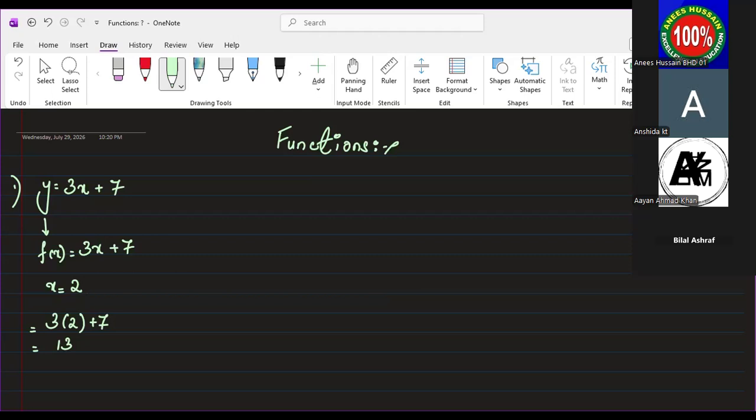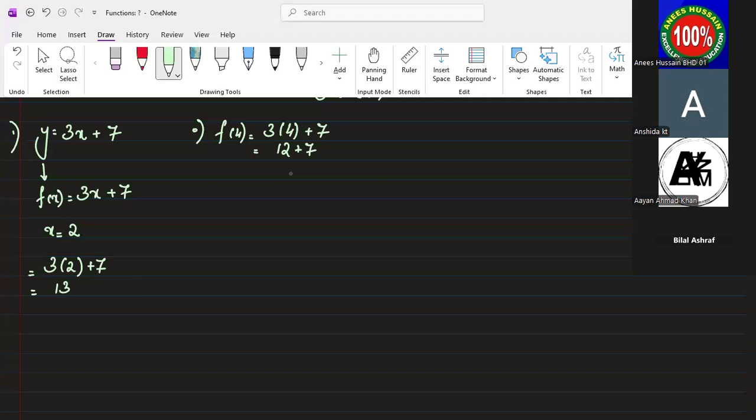And then if you have the function value f(4), what does this represent? This simply represents that in the place of x, you just need to write 4. So this would be 3 into 4 plus 7. 3 into 4 is 12, plus 7, that is 19, right?